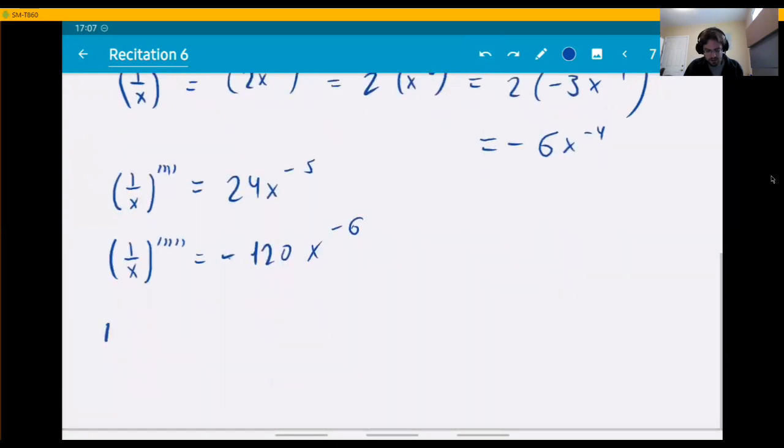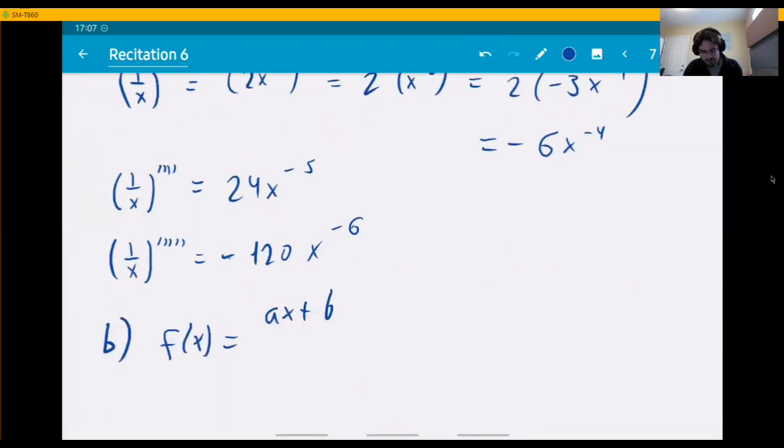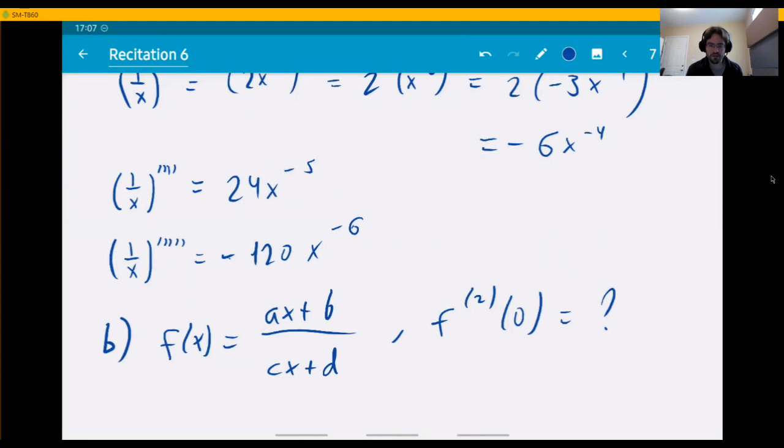Now B, I'm writing it down again. B gave us a function where it's not told to us, but it's implicit. A, B, C, and D are constants. The variable is x. The numbers A, B, C, D are just constant. And we want to find, remember what this notation means. The second derivative, this is the same thing as f prime prime of 0.